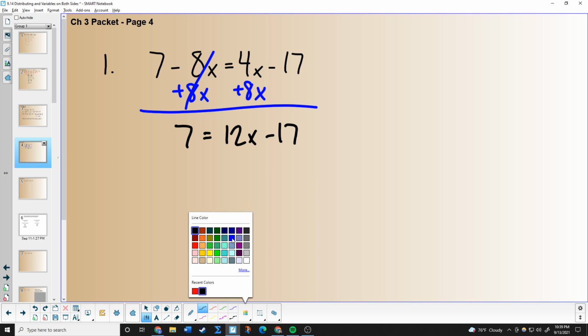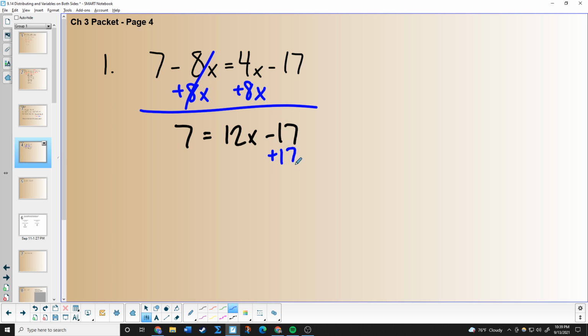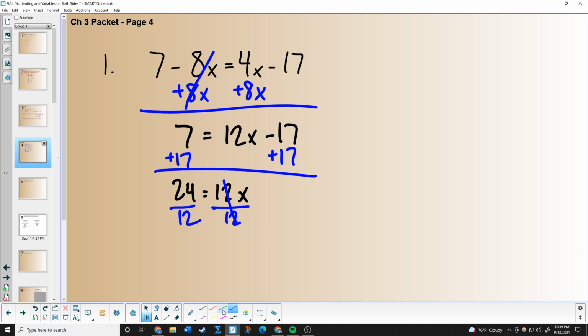All right, we moved our variables to the right. Let's go ahead and move our constant away from the right and move it to the left. So we'll add 17. And we're left with 24 equals 12x. All right, these look like they're going to be pretty compatible. I'll divide by 12 on both sides. So this just becomes 1x is equal to 2. All right, so there's our answer here. So once again, we're looking to move our variables first, get rid of it from one side, and then do the same thing with your constants.